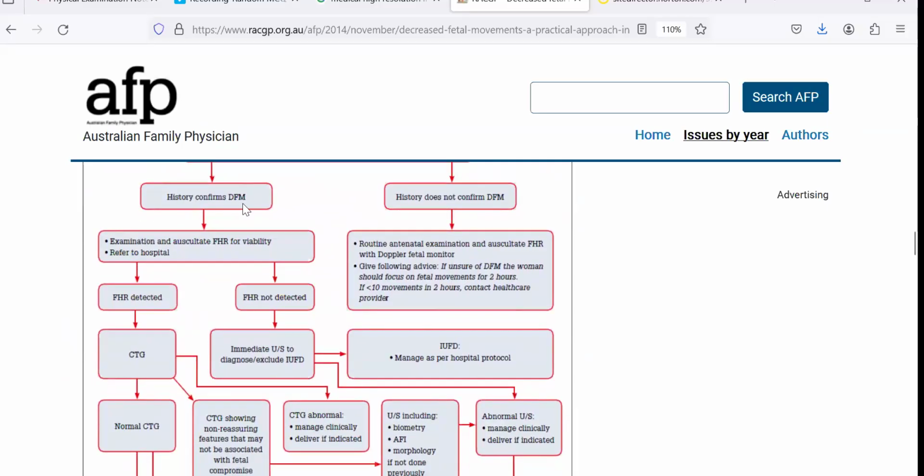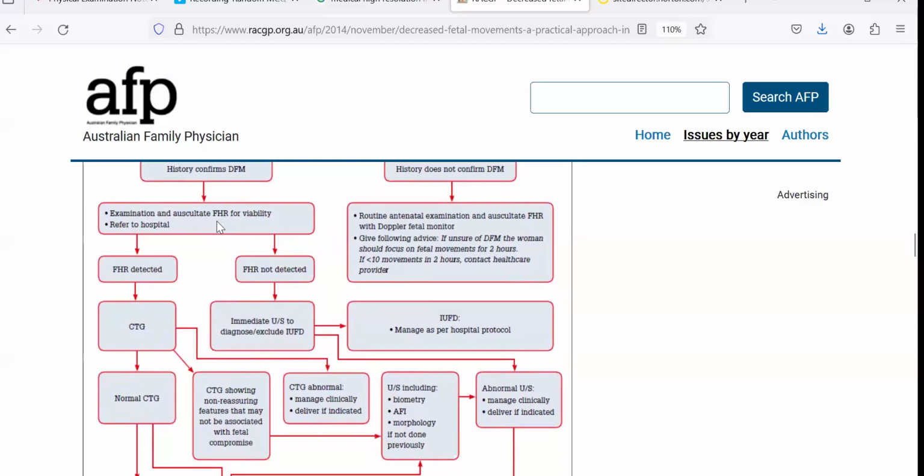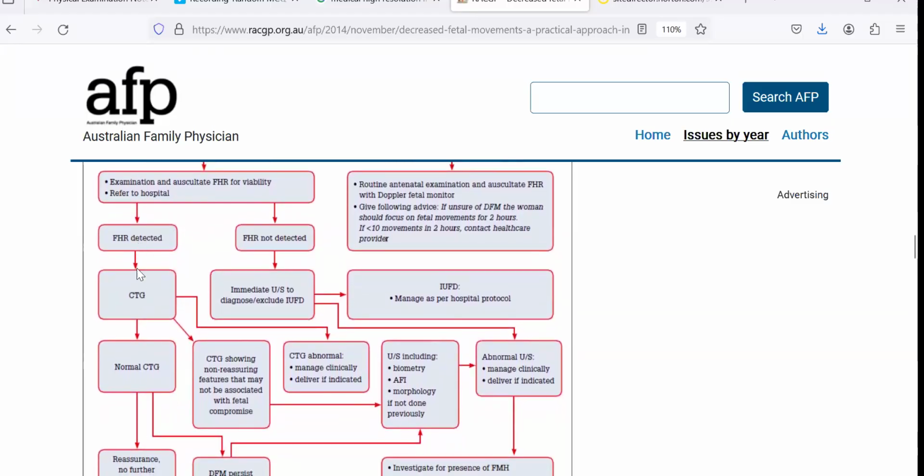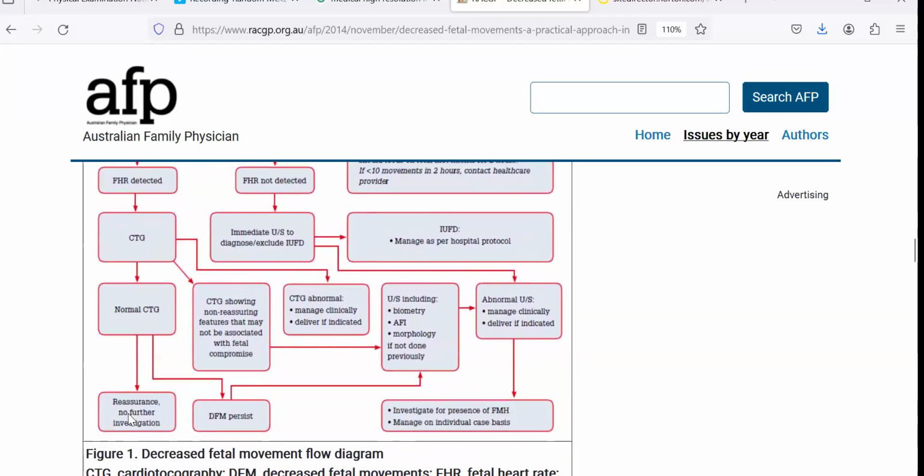If history confirms that this is definitely reduced fetal movement, then the first thing is you need to check if the baby is alive. So you need to check the fetal heart rate. Either you can do a Doppler ultrasound, or even a stethoscope, but you need to check the fetal heart rate for viability. If the fetal heart rate is detected, then you do a CTG. If CTG is normal, you can reassure, no further investigation is needed.